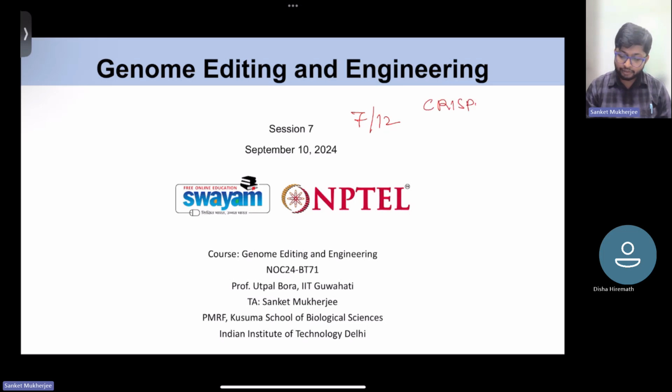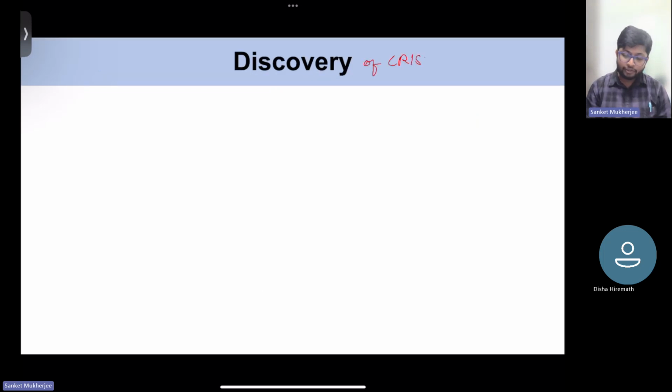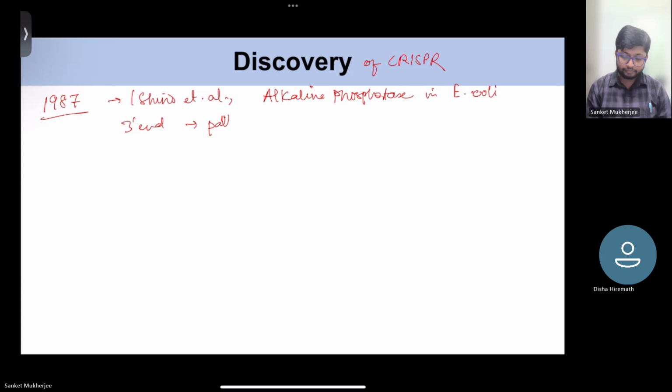It deals with CRISPR Cas9, which is one of the latest tools of genome editing in this field. If you look at the discovery of CRISPR, you would find that in 1987, there was a group of Ishino. While discovering the alkaline phosphatase enzyme in E. coli, they found that on the 3' end, there were some palindromic repeats. This is very important because these repeats were as such not important for the study, but they reported it.